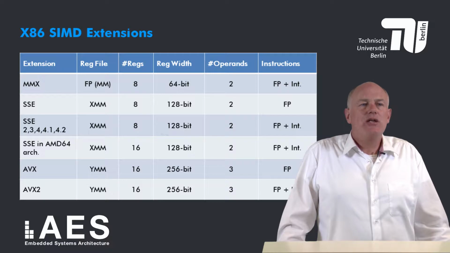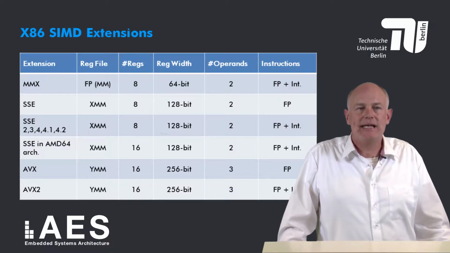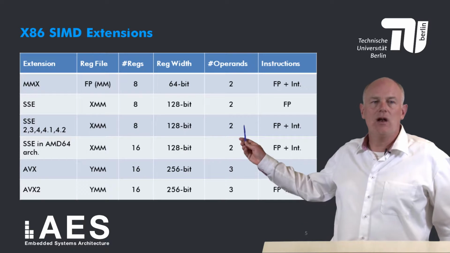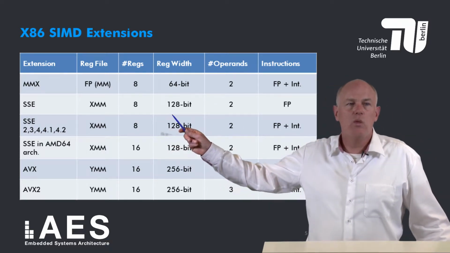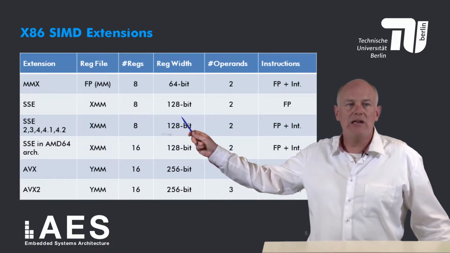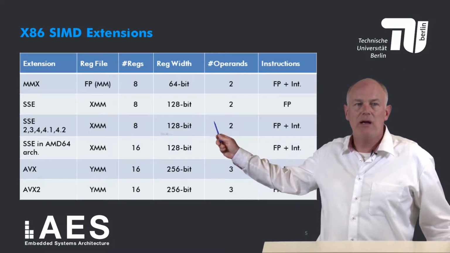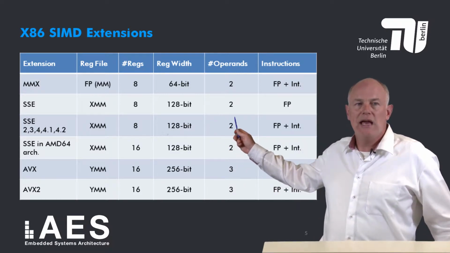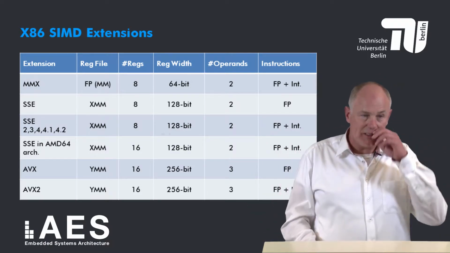This table here shows an overview of the SIMD extensions that have been added to the x86 instruction set architecture of Intel. It started a long time ago, in 96, with the MMX extension, where the register file was shared with the floating point, the number of registers was limited to 8, the register width was 64-bit, the number of operands was 2, and the supported instructions were floating point and integer instructions.